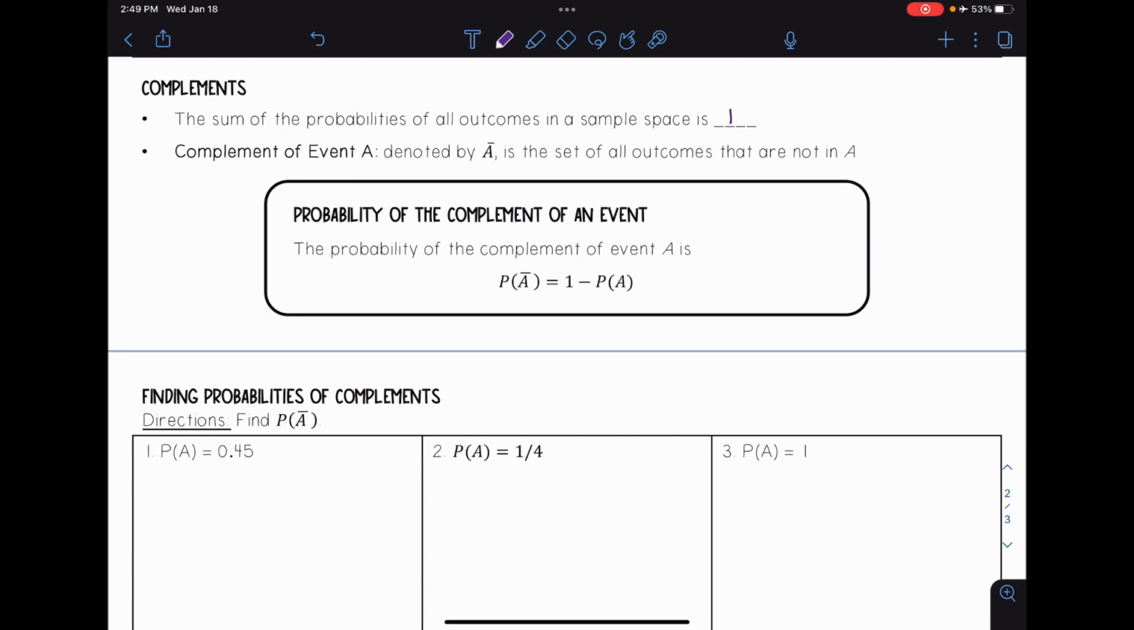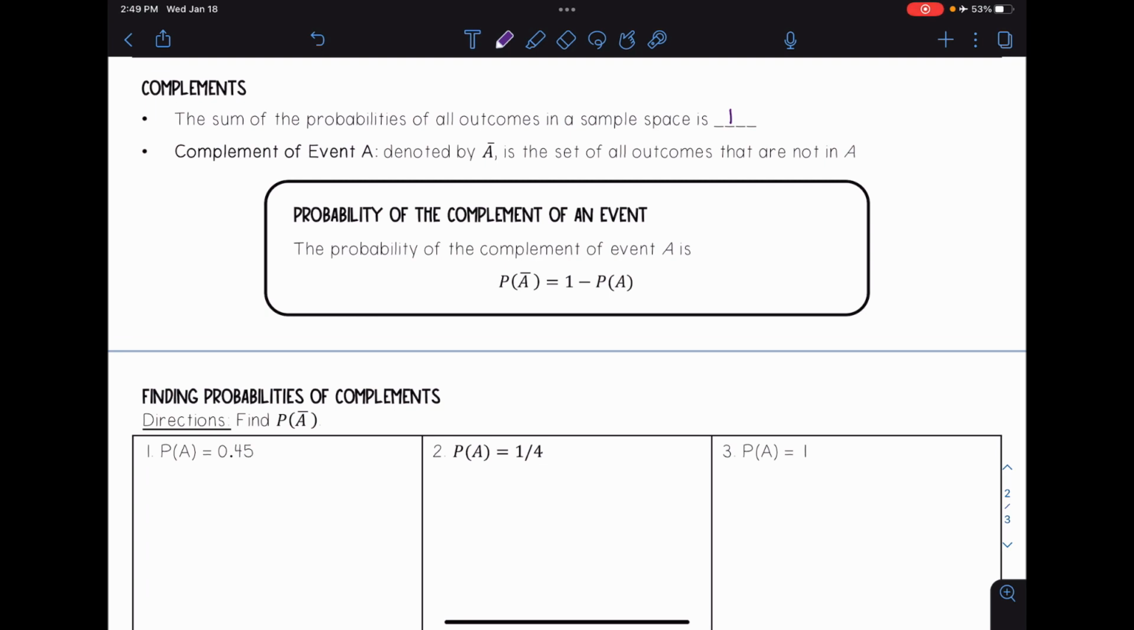Or for another example, let's say we're looking at numbers 1 through 30, and event A is numbers that are greater than 5. The complement of that would be all numbers less than or equal to 5. So those are some examples of complements.